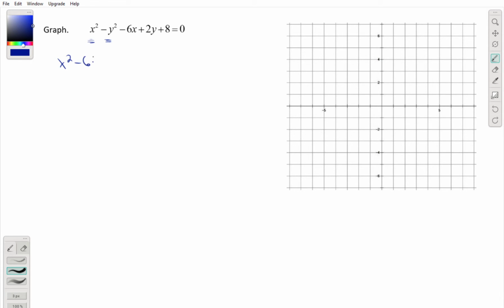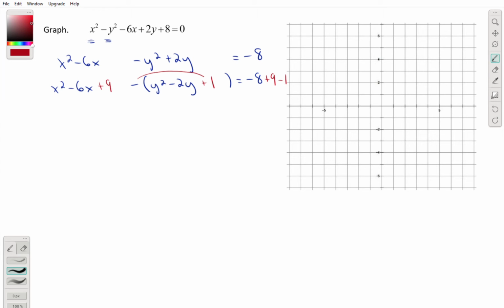x squared minus 6x, leave a space, minus y squared plus 2y, leave a space, equals -8. Now this is a 1, but this negative in front of the y squared needs to be handled, so let's just go one more step. Factor out a negative, leaves me y squared minus 2y, leave a space. Okay, so we're going to complete the square here. Half of 6 is 3, squared is 9, so add 9. Half of 2 is 1, squared is 1, add 1, but we're actually adding -1 times +1, so we're subtracting 1, so subtract 1.